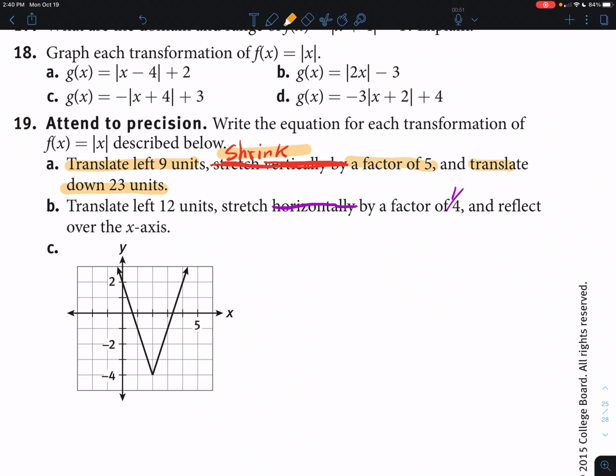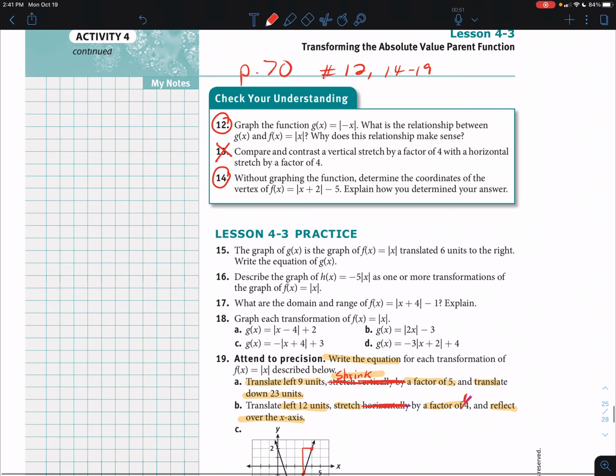So you're writing the equation. And then the next one, scratch out horizontally, and it's just stretch by a factor of 1/4. Okay, so this one is translate left 12 units, stretch by a factor of 1/4, and then reflect over the x-axis. And you're writing the equation. And then for C here, you're writing the equation by looking at the graph. Make sure you look for stretches and shrinks. All right, guys, make sure you upload a picture of that and turn it in.